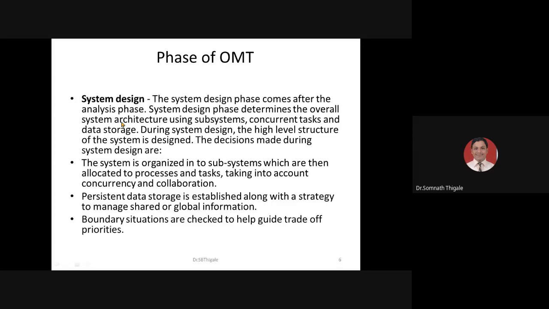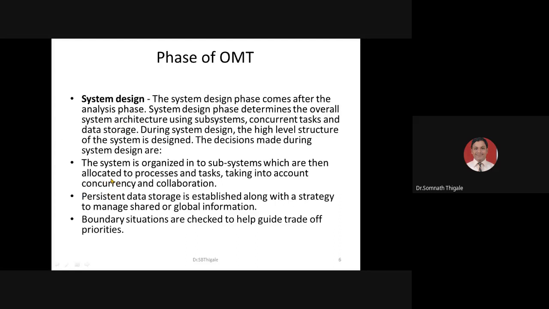We will focus on how many parallel activities are going to take place in terms of concurrent tasks, how the data will be processed and how the data will be stored. This part we will discuss as a part of system design. So the system is organized into subsystems which are then allocated to processes and tasks, taking into account concurrency and collaborations. So this is one of the most important parts.